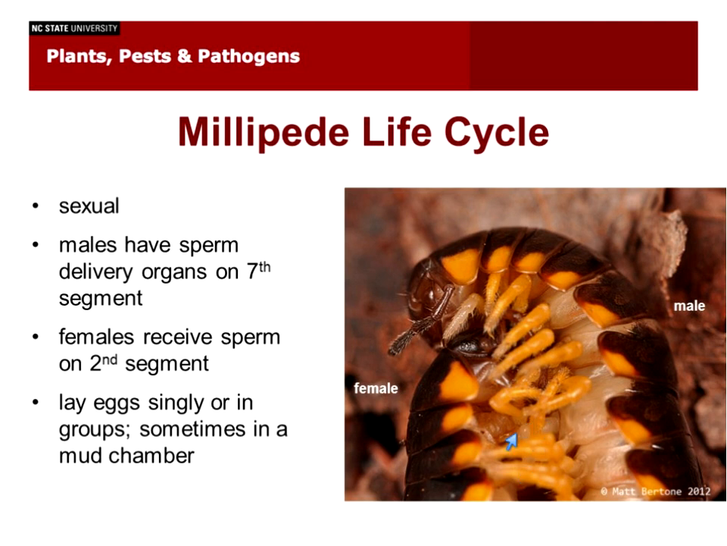So the male has these special organs right here on the 7th segment, and the female has these special organs on the 2nd segment. And basically they mate, he transfers a sperm, and she then becomes fertilized. When the time is right, the females will lay eggs singly or in groups. And some groups, like some of these polydesmids that I'll talk about in a few minutes, will actually make a little mud chamber for their eggs.